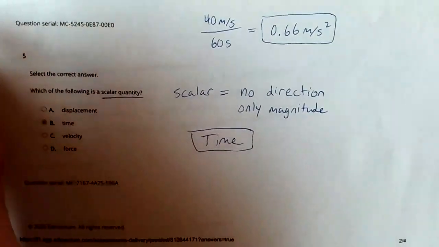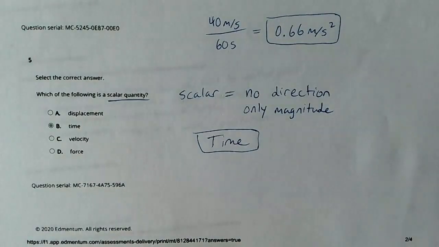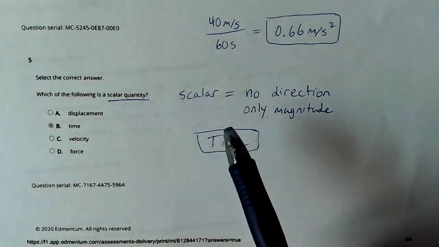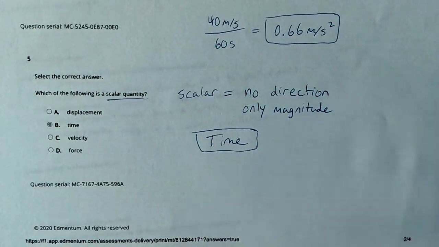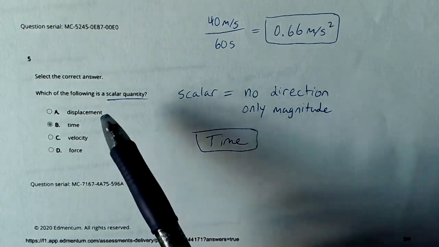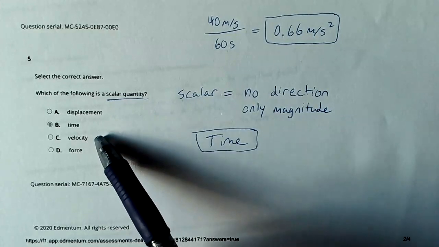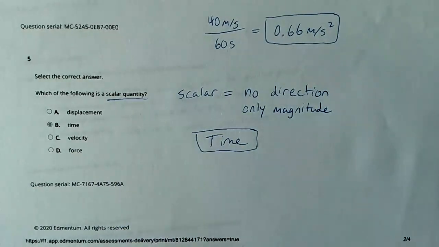And then we have 5. Which of the following is a scalar quantity? I mentioned this earlier, but a scalar has only magnitude. There's no positive or negative. It just is positive. And that's time. Time, negative time, we don't really consider that in science. That's not a thing. So vectors are displacement, velocity, and force because they do have direction and they do have magnitude. But time is scalar. Okay.